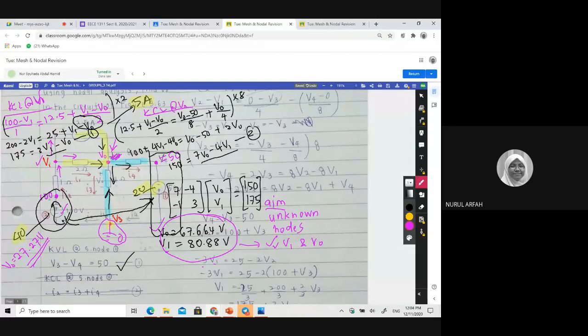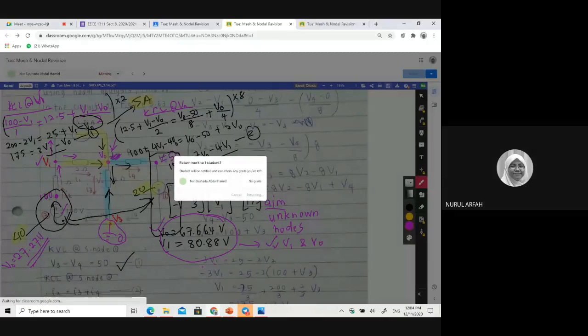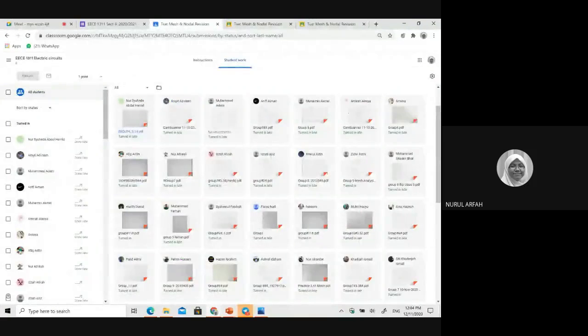Okay, done. Any question? Actually, the way you put your reference point will give you how many equations you're going to build up. All right. Question group number 6 done.